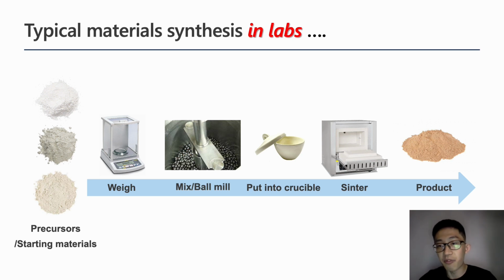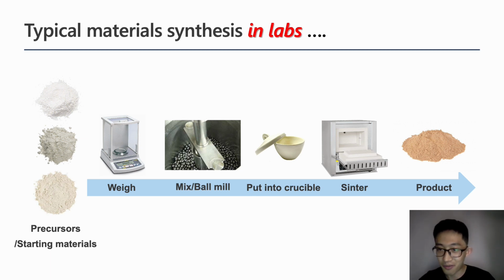So before we look at how this target is approached by computation, let's see how conventionally it has been done. A very typical material synthesis process goes like this. So in a lab, we choose some precursors, starting materials, and then we weigh them. Then we mix them. In order to mix them well, we use a mortar to grind them together. Then we put the mixed materials in a crucible.